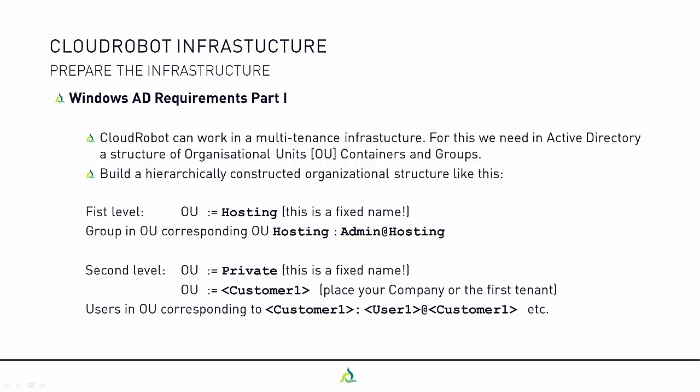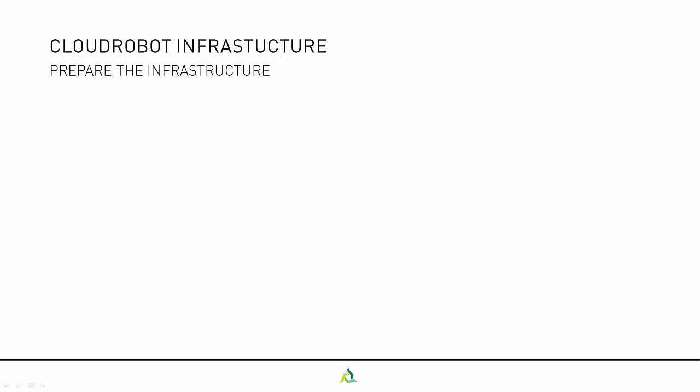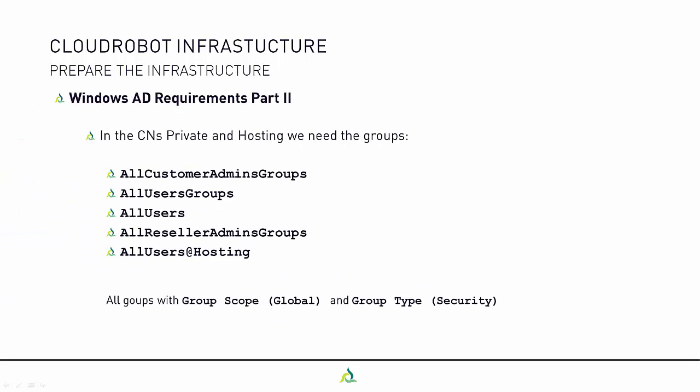For example, in the documentation, we describe 15 steps to prepare the CloudRobot infrastructure. The OU is always private, and this is a fixed name, _private. That allows us to use a multi-tenant approach where users won't see each other, and departments or companies as well. So this is how it works.